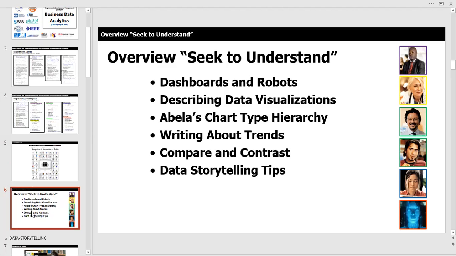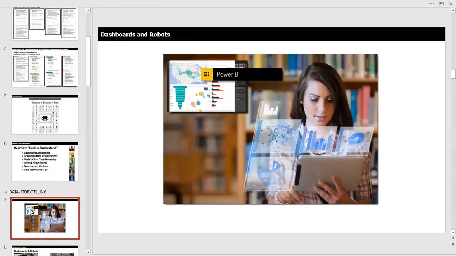So what we're going to be talking about today are 6 topics: dashboards and robots, describing data visualizations, Abela's chart type hierarchy, writing about trends, compare and contrast, and data storytelling tips. So let me go back to where we started in session number 1 and talk about dashboards and robots.